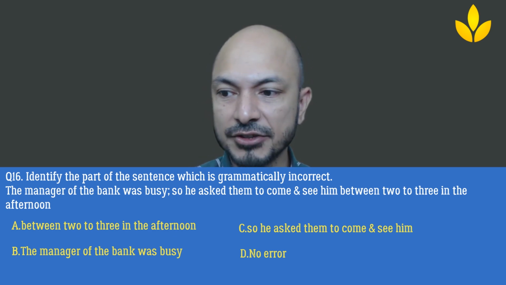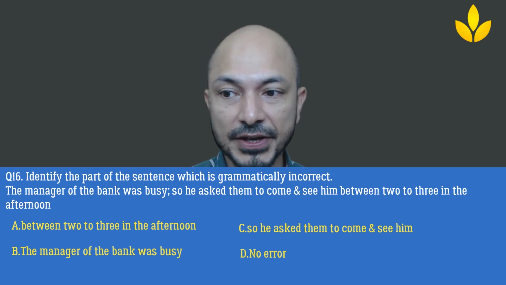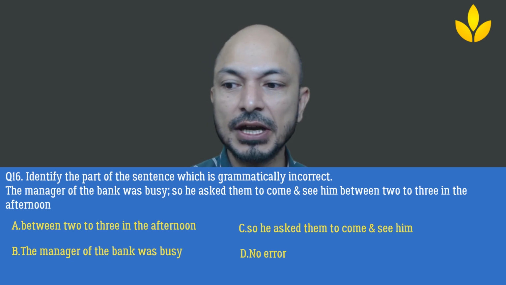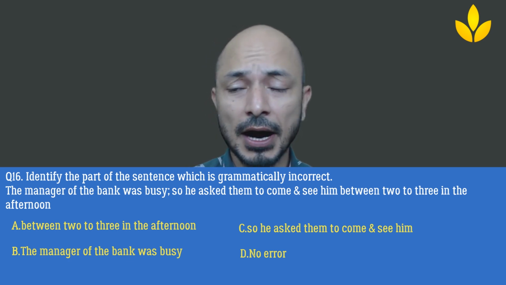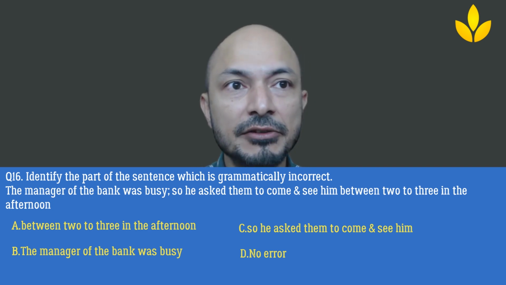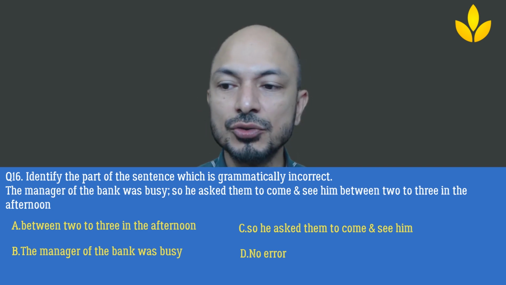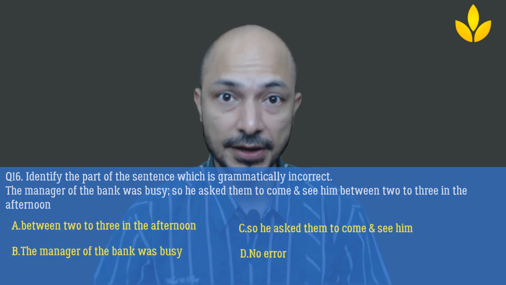Come to the next one. The manager of the bank was busy. No problems at all over here. It's grammatically perfectly okay. C says, so he asked them to come and see him. Once again, no problem at all. Option D, no error. I think the correct option over here, the grammatically incorrect part, is going to be A, between 2 to 3 in the afternoon. It should have been between 2 and 3.